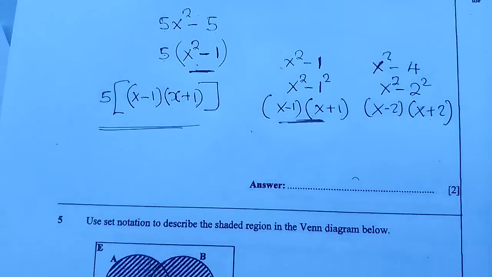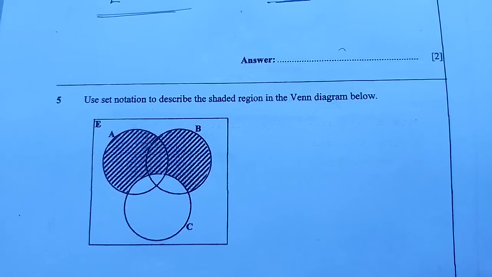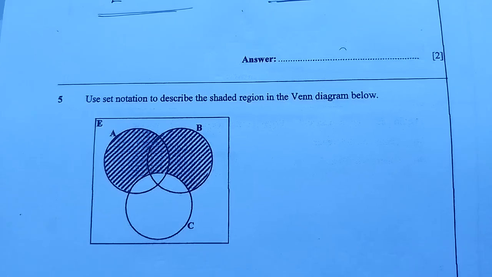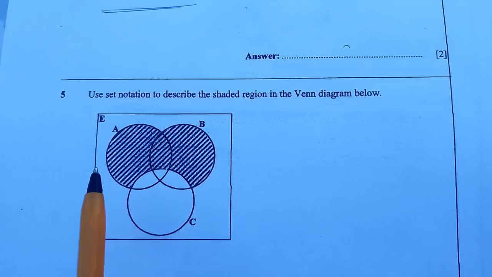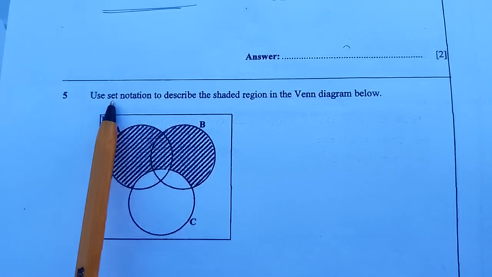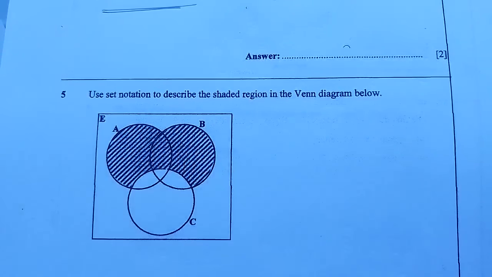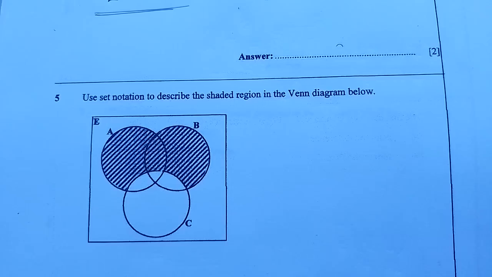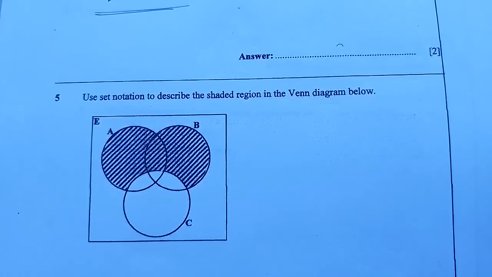I move to the other question. These are sets. So those that are under my online tuitions, I believe we've covered this. You are able to understand this. You are able to get this part. So the question is saying, use set notation to describe the shaded region in the Venn diagram. So we use the set notation to describe the shaded region.